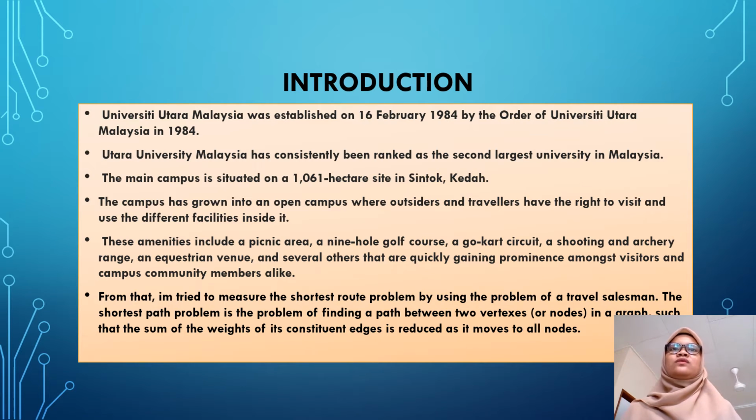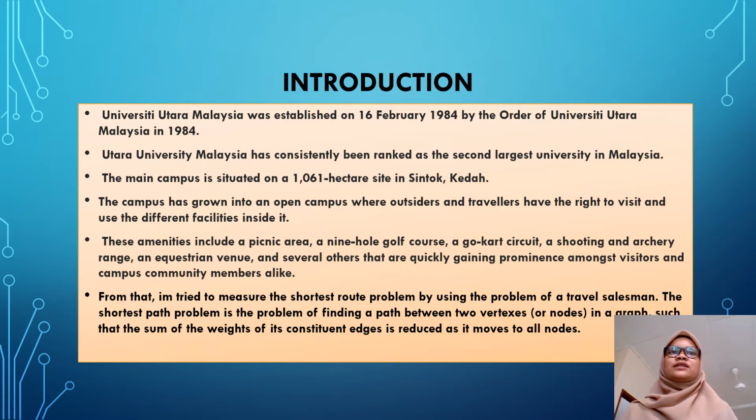Universiti Utara Malaysia was established on 16 February 1984. Universiti Utara Malaysia has consistently been ranked as the second largest university in Malaysia. The main campus is situated on a 1,061 hectare site in Sintok, Kedah.